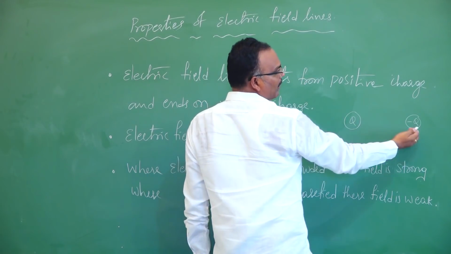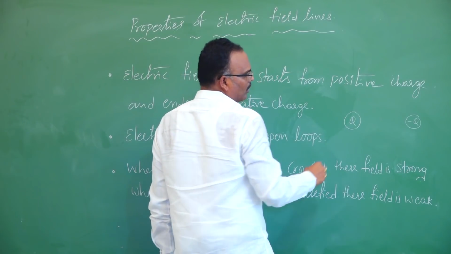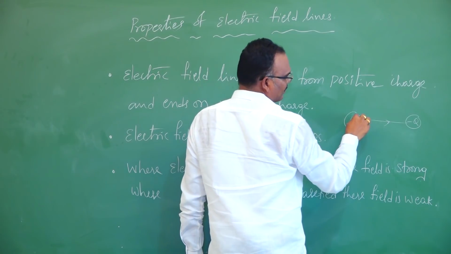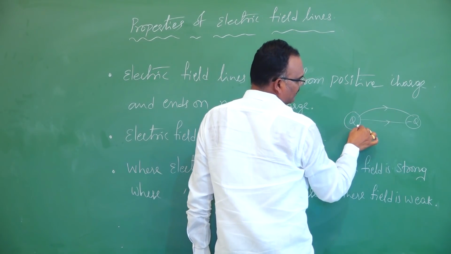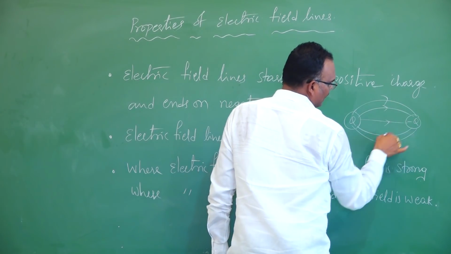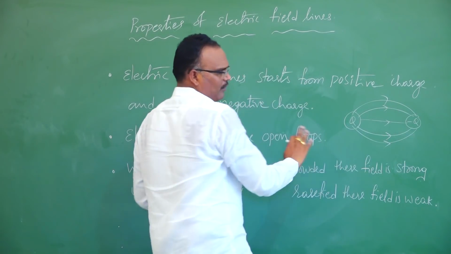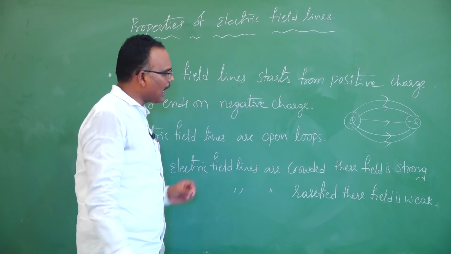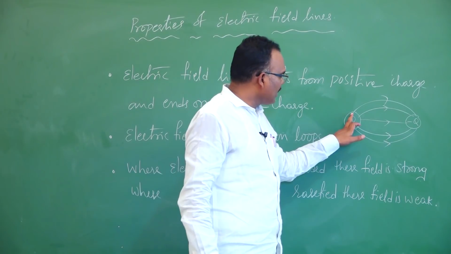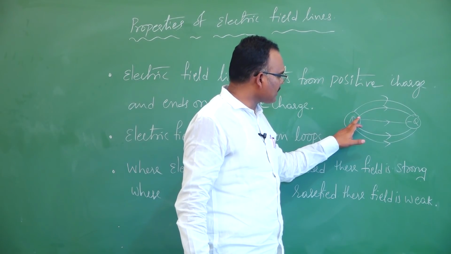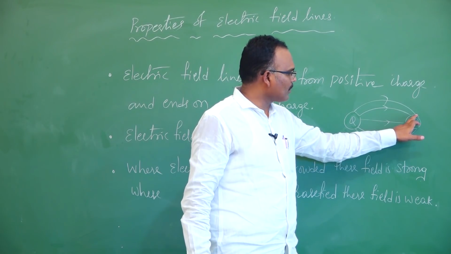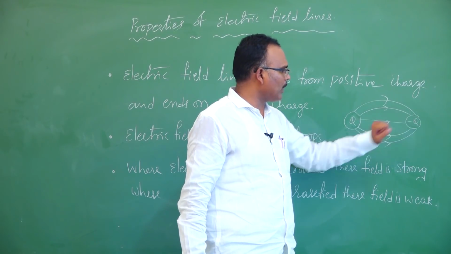But if we take a combination of charges also, see here, this field line will go like this, this field line will go like this, this is another field line, this is another field line. So I have drawn a few example lines for these two charges. Here you see, it starts on the positive charge and it ends on the negative charge. So that's why it's an open loop.